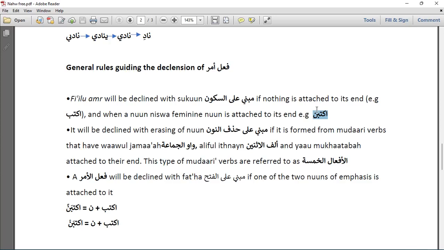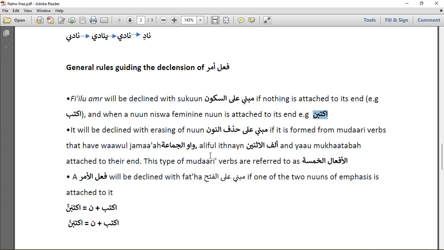Then it will be what? It will be declined with erasing noon, if those mudari verbs are the ones that have noon. For example, the verb for dual and the verb for plural male. So they have noon: kataba, yaktubu, yaktubani, yaktubuna. So that noon will now form our declension, that is mabniyu ala hadfin noon. Because we are removing the noon, we say it is what? Mabniyu ala hadfin noon. That will be the irob of those verbs that have noon.